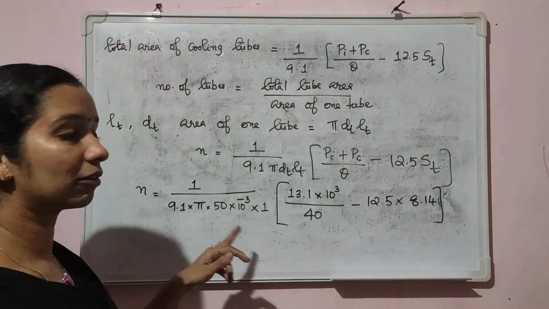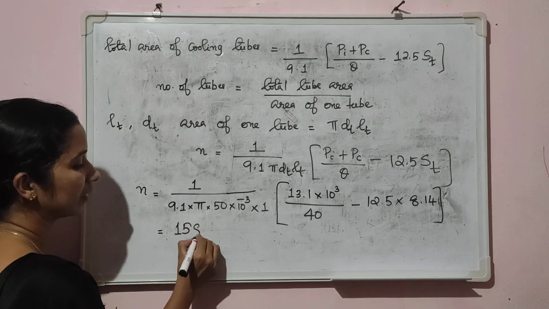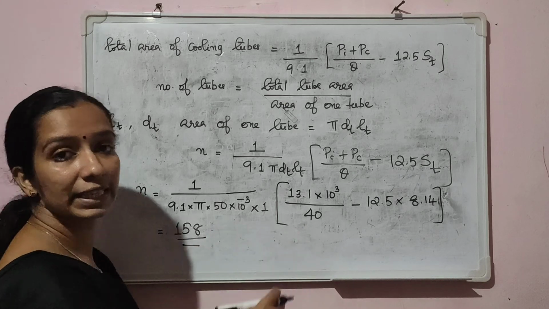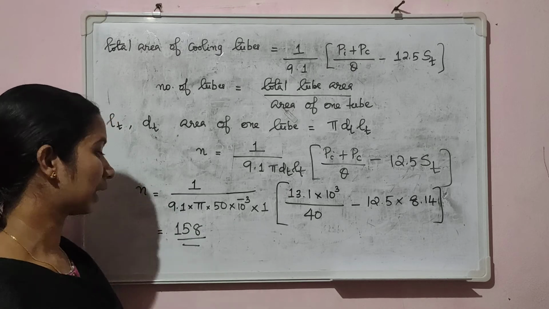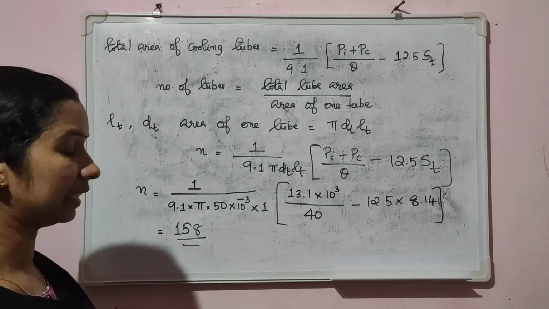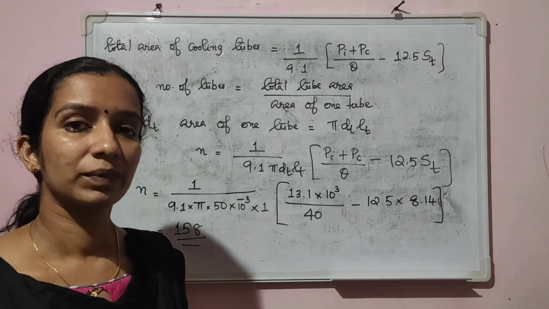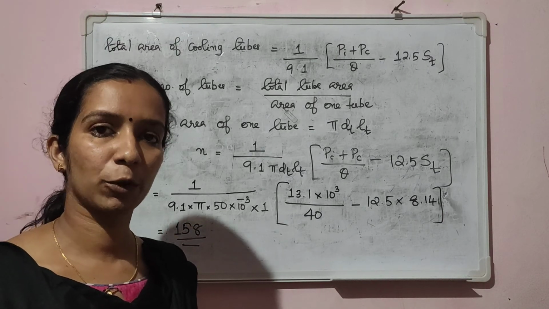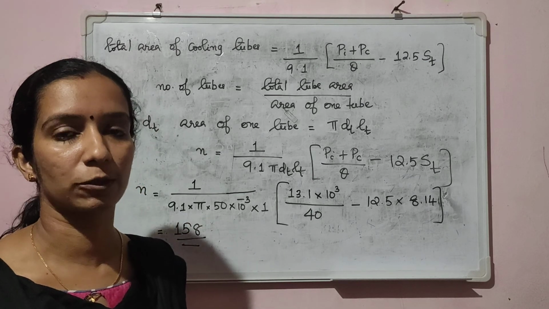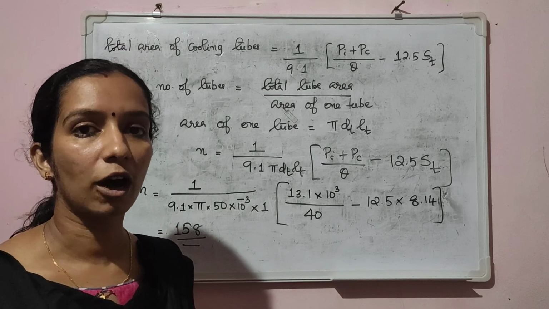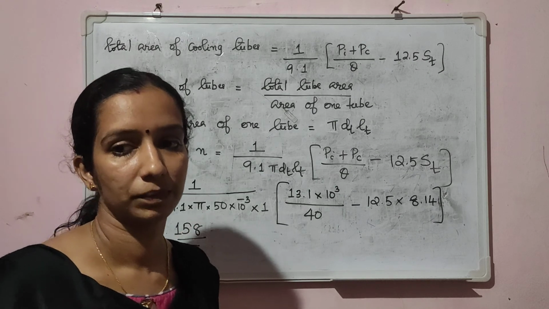Okay. Now, if we calculate this value, we'll get the number of tubes as 158. If we are not getting an integer, we have to round off the value to the nearest integer. Here the answer will be 158. So we got the value for the number of tubes required. Now, as we have done in the previous problem, we have to find the arrangement of tubes also. So you can do it by yourselves: how to arrange these tubes on the 4 vertical sides of the transformer.